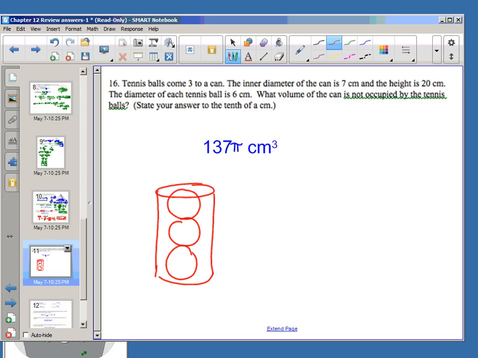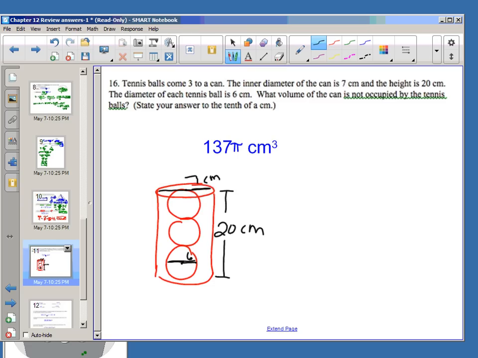tennis balls inside. So the inner diameter of the can is 7 centimeters, which means the diameter of the cylinder is 7 centimeters, and the height of the cylinder is 20 centimeters. Okay, the diameter of each tennis ball is only 6, though. Notice they don't go all the way to the edge. There's some space there. Oops, the diameter is 6, excuse me. And the diameter of the can is 7, I apologize.